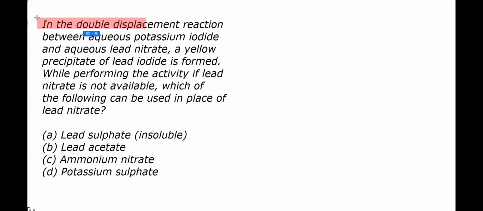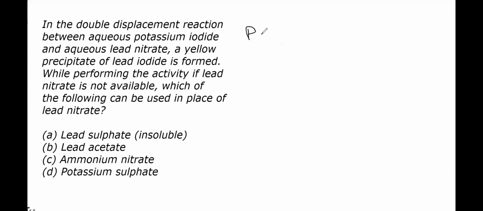In this MCQ, it says in the double displacement reaction between aqueous potassium iodide and aqueous lead nitrate, a yellow precipitate of lead iodide is formed. Now, what we have to find out? Performing this activity, if lead nitrate is not available, which of the following can be used in place of lead nitrate? Writing the reaction is not important, but I should write it out to recall what they are talking about. So it's a double displacement reaction.